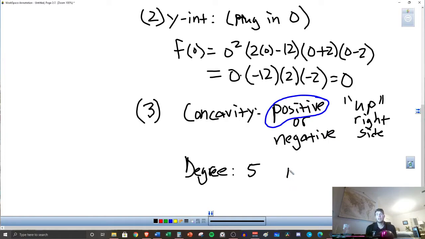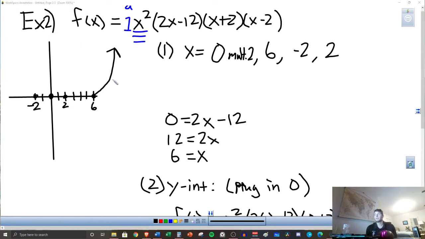So is that even or odd? Well, it's clearly an odd degree. So that means opposite. So that means I'm going to go the opposite direction. Okay.